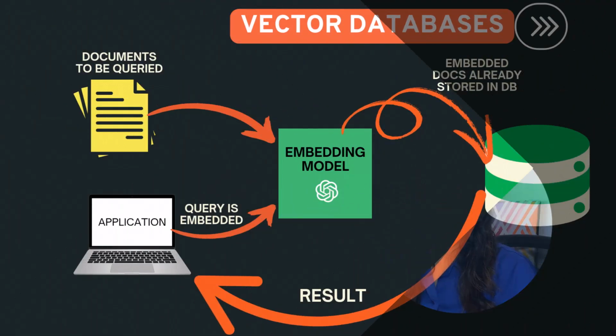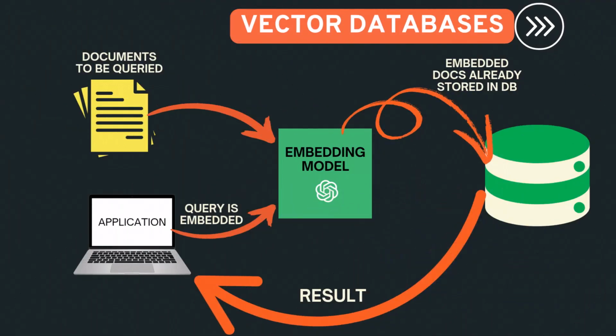Here's how a typical embedding application works. The documents to be queried are first embedded and stored in a vector database. When a user submits a query through the application interface, the query is also embedded and used to search the database. This query could be a semantic search or even a recommendation system. The vector database efficiently finds the most similar documents and returns the result to the user via the application interface.